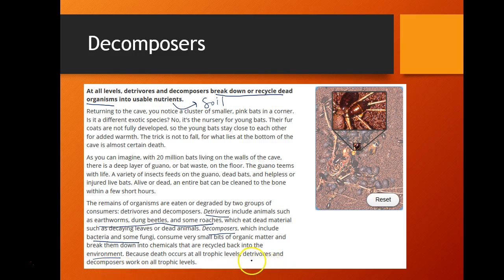So as you can see, the detrivores and the decomposers really interact with dead or dying organisms. And because all organisms like leaves die, bats die, snakes die, all of those at different trophic levels, detrivores and decomposers are going to be involved in all trophic levels.